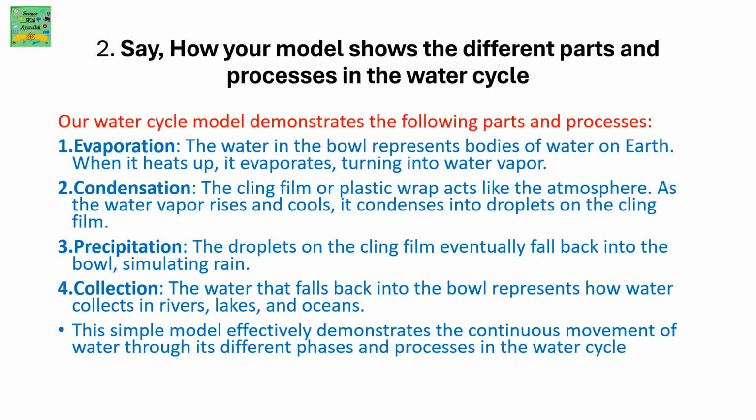The second process is condensation. The cling film or plastic wrap acts like the atmosphere. As the water vapor rises and cools down, it condenses into droplets on the cling film. Precipitation: the droplets on the cling film eventually fall back into the bowl, acting as the rain. Collection: the water that falls back into the bowl represents how water collects in the rivers, lakes, and oceans.